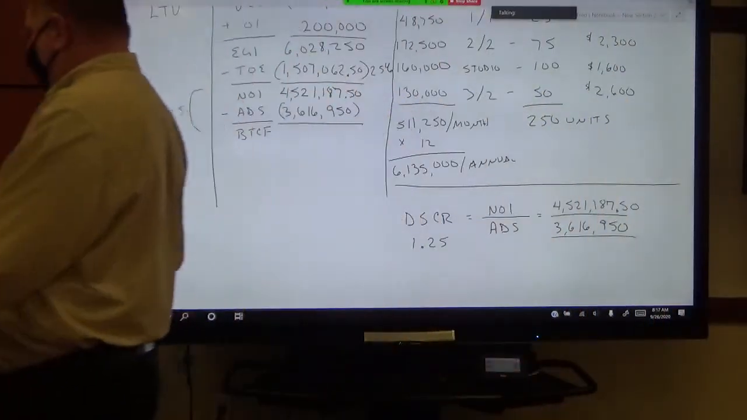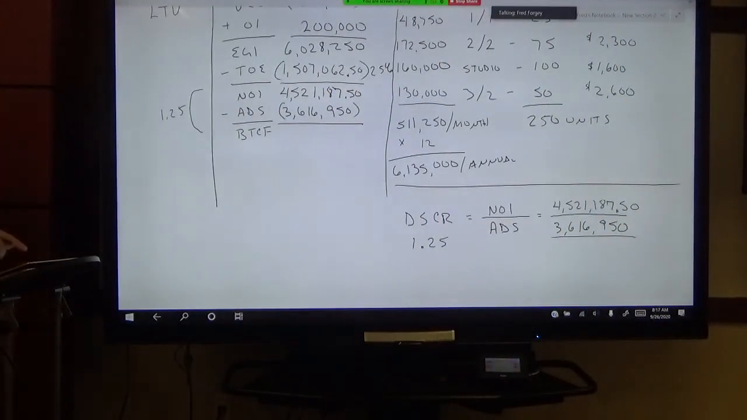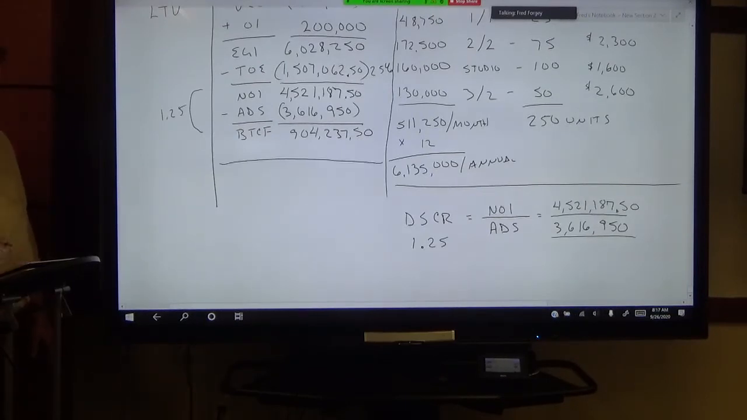Okay. Now, if we want to go ahead for the moment and just continue the math here, we don't absolutely have to right now, but we will. So we're left with 904,237.50 as our before-tax cash flow. Okay, so here's what we've got to do with this annual debt service number. We're going to take it and start off and say, okay, that's our annual debt service. Let's make that monthly. So divide it by 12.